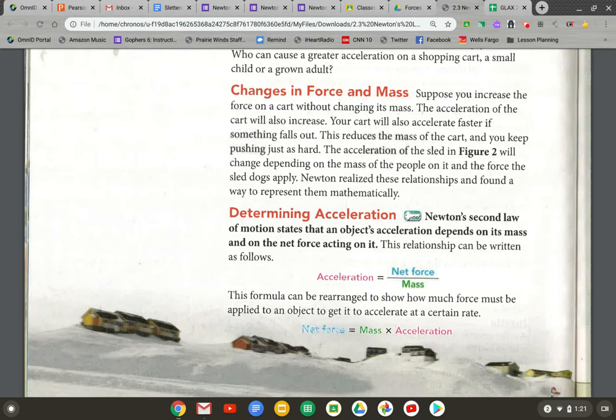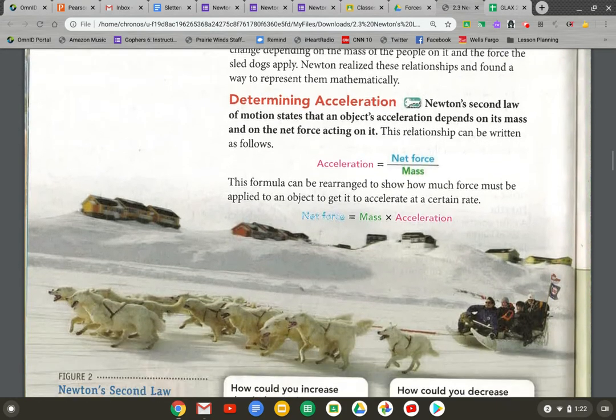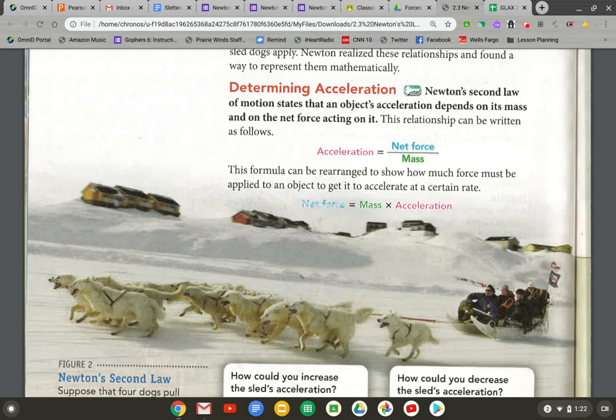Newton's second law of motion states that an object's acceleration depends on its mass and on the net force acting on it. And as we can do with a lot of things in science, we can represent that type of relationship mathematically. So it says this relationship can be written as follows. The acceleration of an object equals the net force applied to it divided by its mass.